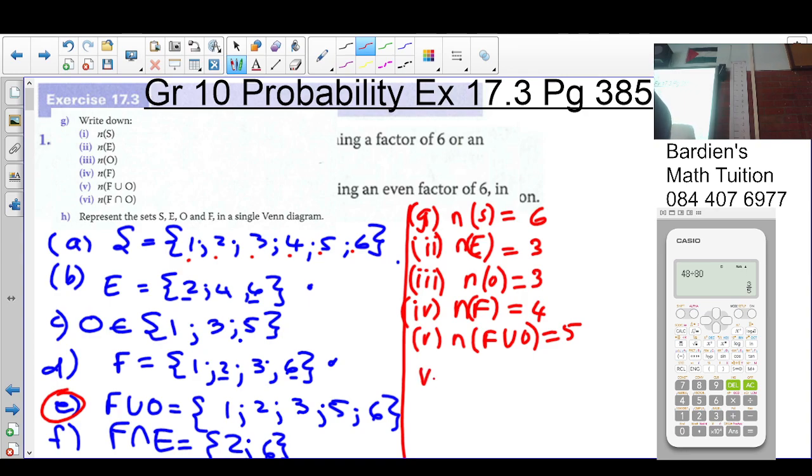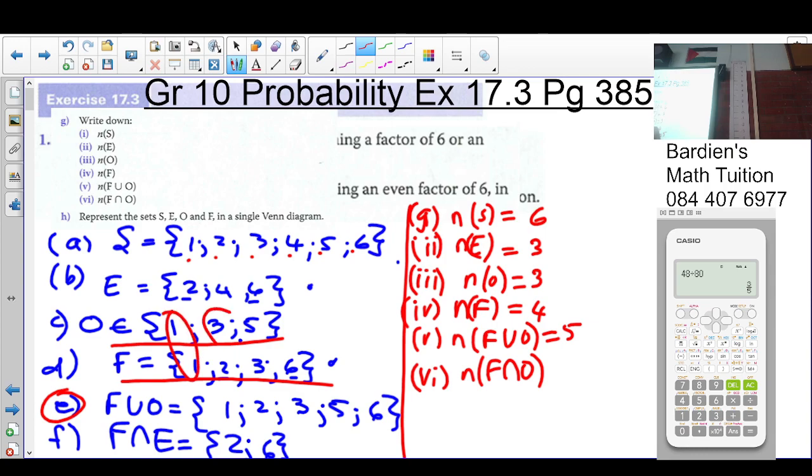The number in F intersection O. Now we worked out F intersection E, so we need to look at F intersection O. How many numbers are overlapping then? 1 and 3. So it gives you 2.